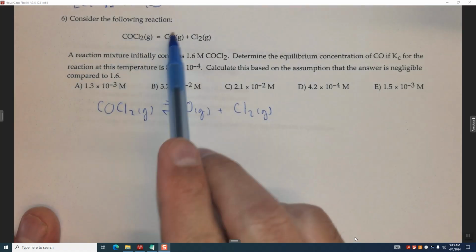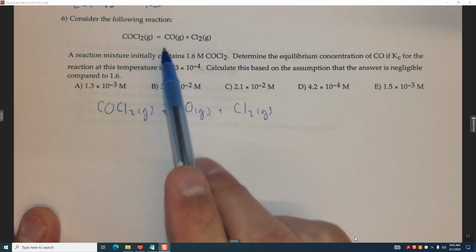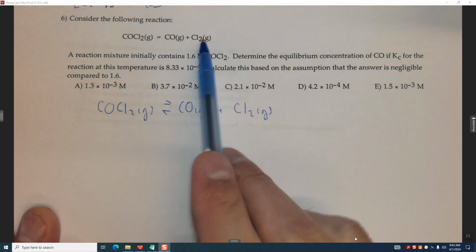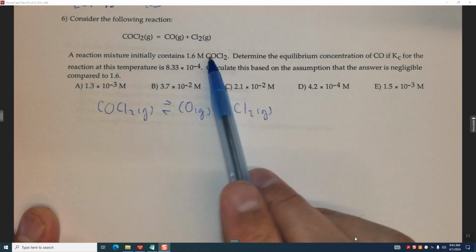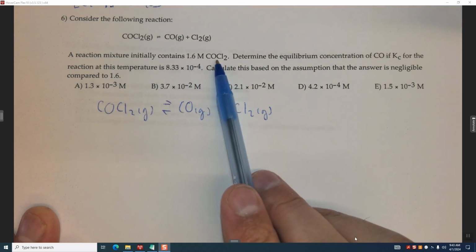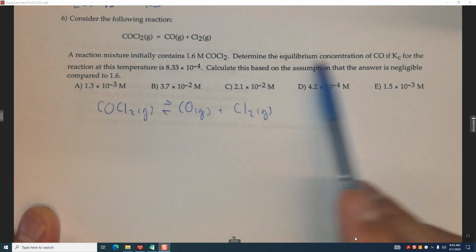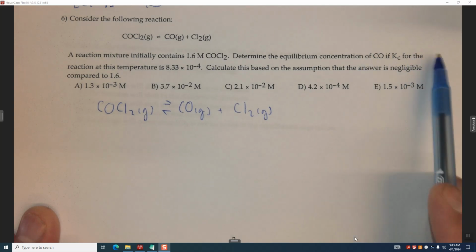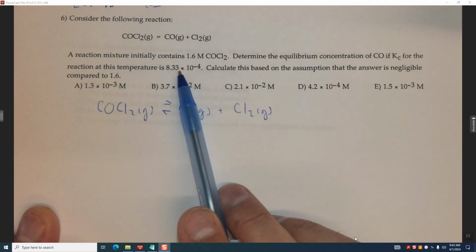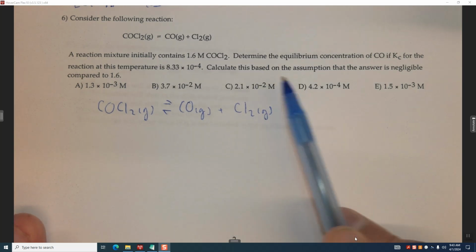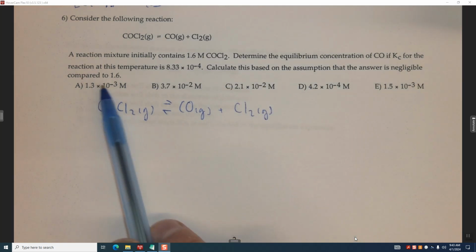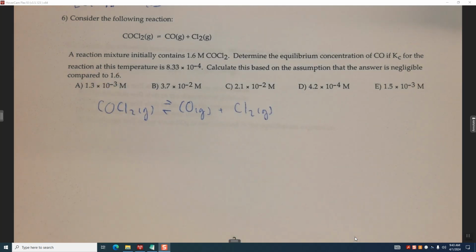Alright, it says, consider the following reaction. COCl2 gas is in equilibrium with CO and Cl2. The reaction mixture initially contains 1.6 molar COCl2. Determine the equilibrium concentration of CO if Kc for the reaction is 8.33 times 10 to the minus 4. Calculate this based on the assumption that this answer is negligible compared to 1.6 molar.